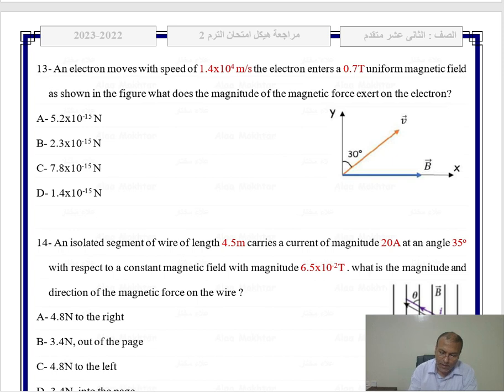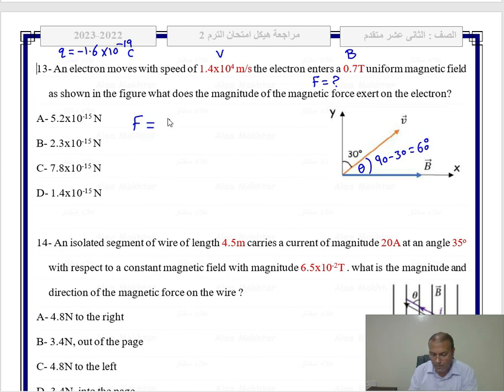Number 13. An electron, Q equal to negative 1.6 times 10 to the negative 19 coulomb, moves with speed v. The electron enters a 0.7 Tesla uniform magnetic field, as shown in the figure. What is the magnitude of the magnetic force? F equals what? As you see in the figure, the angle between V and B, theta, is equal to 90 minus 30, which is 60 degrees.